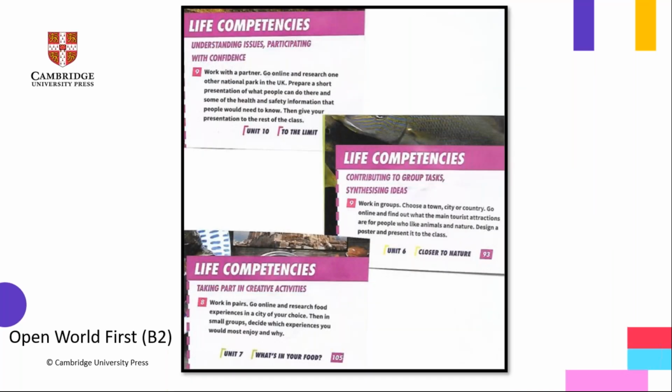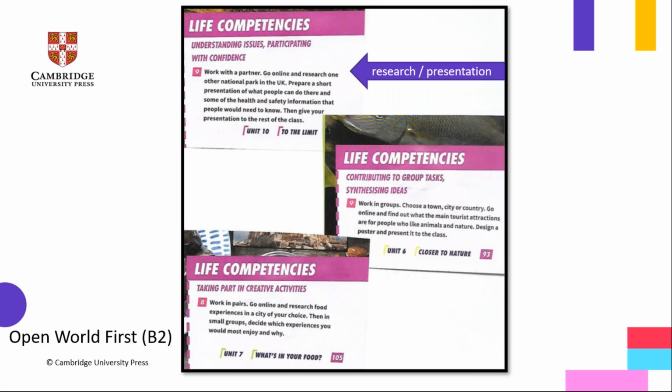Here in Open World, there are similar kinds of tasks, and here we focus more on those life skills, but also they're developing life skills through those project type tasks and activities. So here we go. In this one, there is research involved. With a partner, go online and research one national park in the UK. So you have to use your computer, you have to use your ability to find information, because you're going to go then and give a presentation about this to the rest of your class.